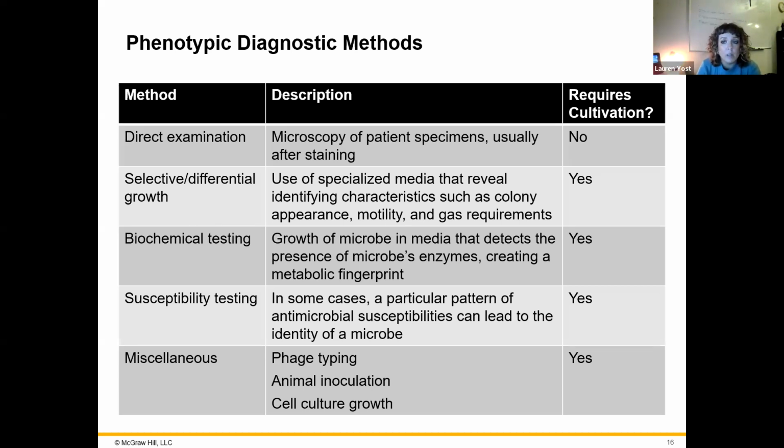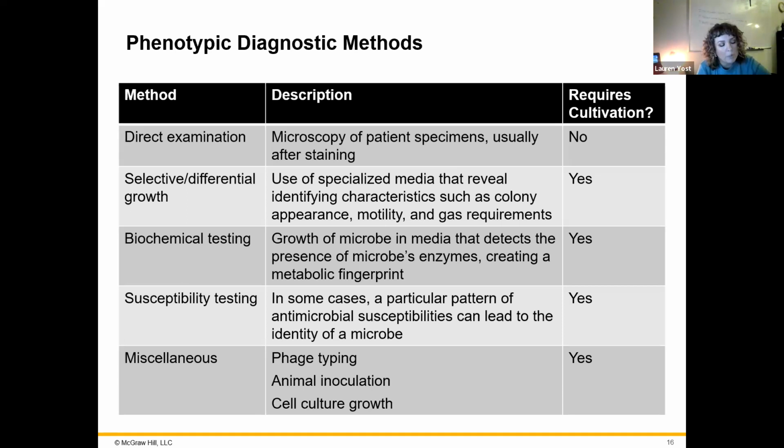Susceptibility testing, dealing with the antibiotics, and then other ones that we talked about were phage typing. There's also animal inoculation if you need to inoculate an animal to grow up your bacterium faster or to mimic the disease in an animal. You might be able to do that with certain strains that you wouldn't be able to culture otherwise, but that is an option. And then we also have cell culture growth.